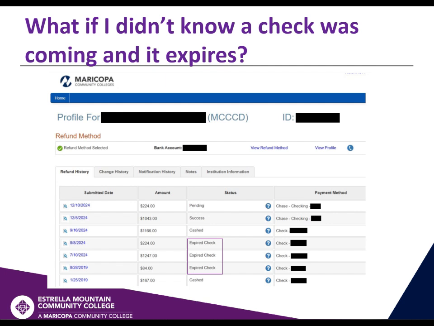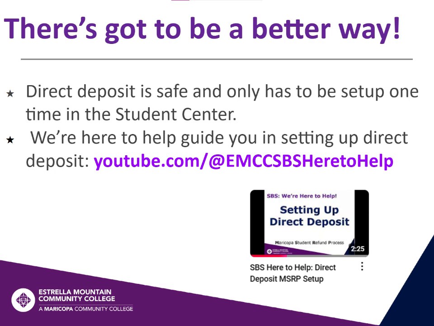If SBS attempts 3 times to send a refund via a printed check and the checks expire each time, eventually the funds will be sent to the state for potential future collection by the student. SBS highly recommends setting up direct deposit to ensure refunds are received securely and in a timely manner. For help with setting up direct deposit, see our video on this topic on our YouTube homepage.